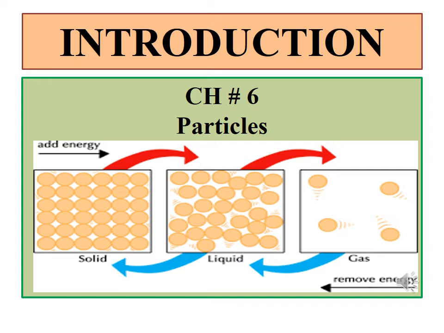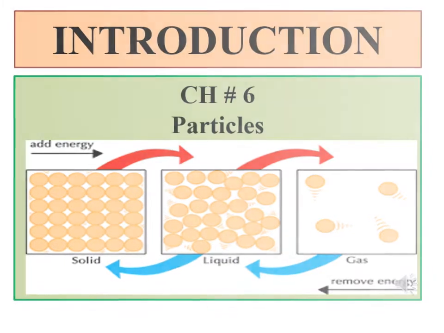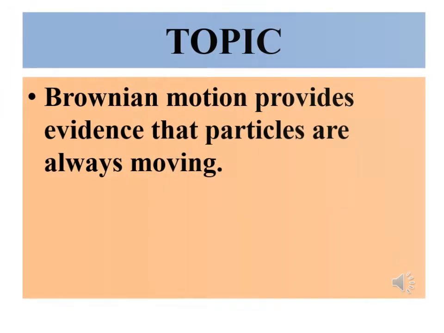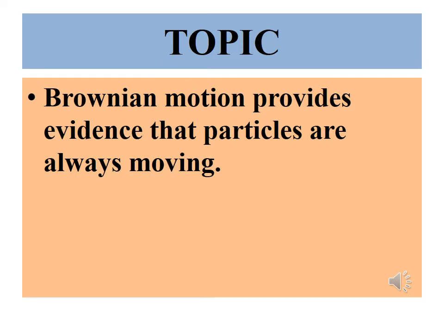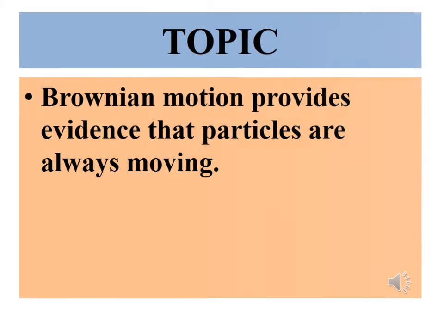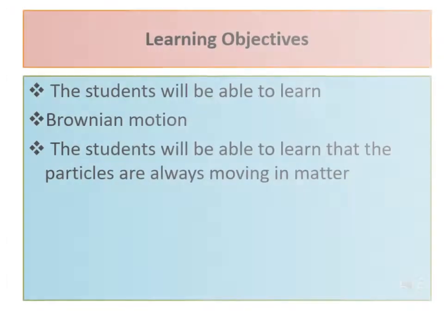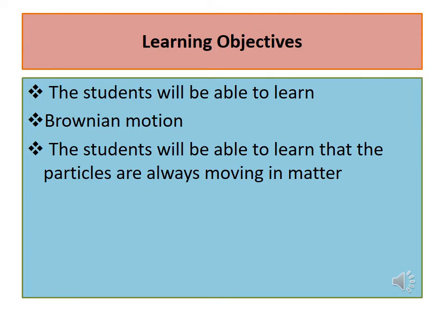Chapter 6: Particles. Our today's topic is to know about the evidences which confirm the particle model, like Brownian motion, which provides evidence that particles are always moving. The students will be able to learn Brownian motion. The students will be able to learn that the particles are always moving in matter.